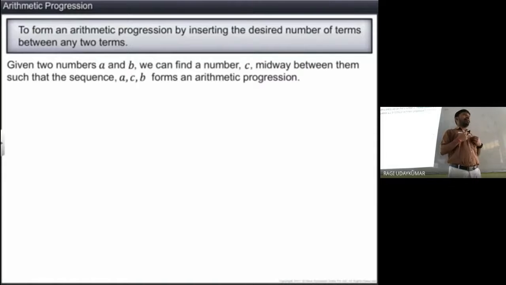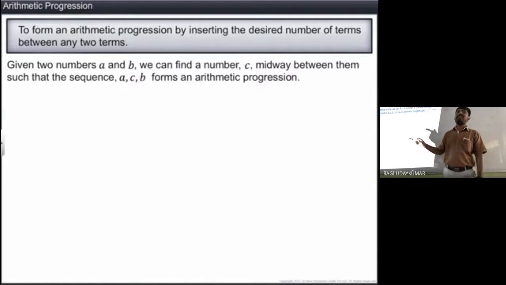Desired number, yesterday I gave one example. Between 1 and 100, if 25 numbers are inserted, it will be an arithmetic progression. That is one example. So given two numbers A and B, find the number C midway between them such that A, C, B is an arithmetic progression. Means only one term is inserted. C is inserted in the middle. After writing C, the three numbers A, C, B form an arithmetic progression.